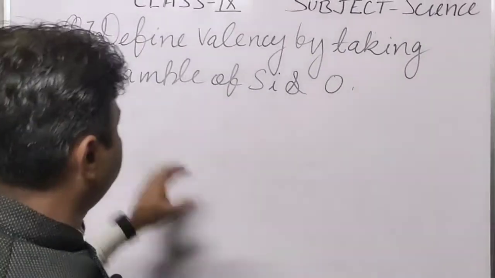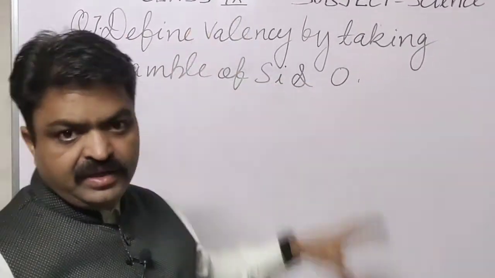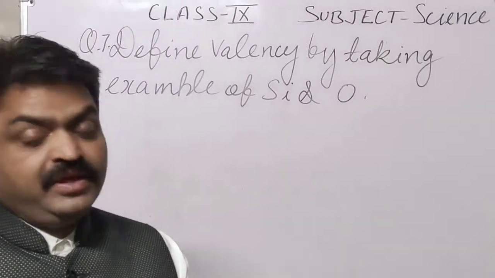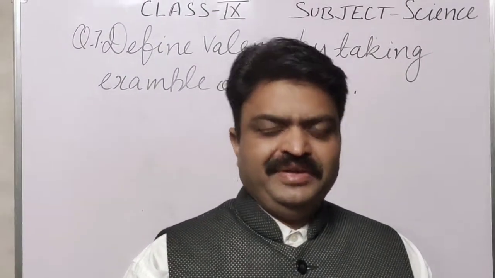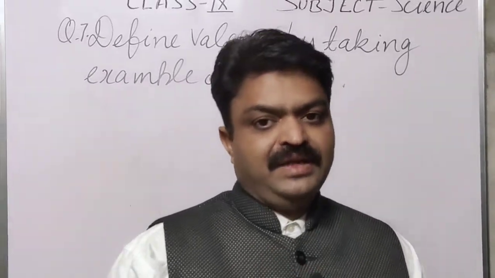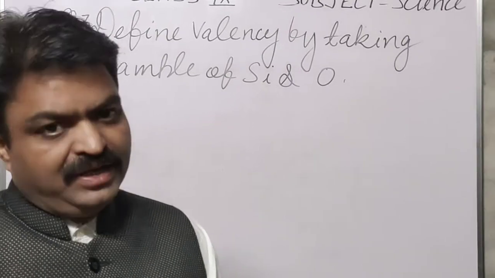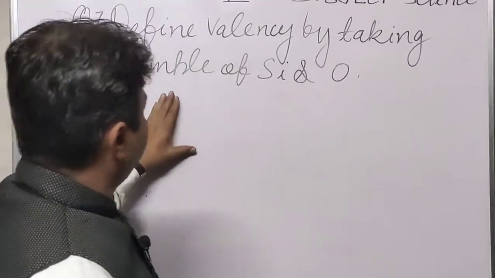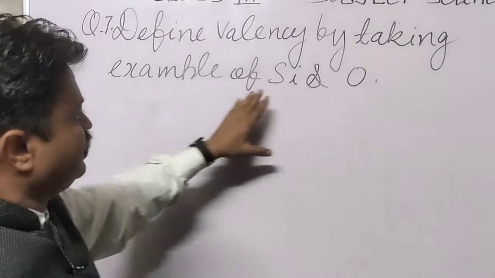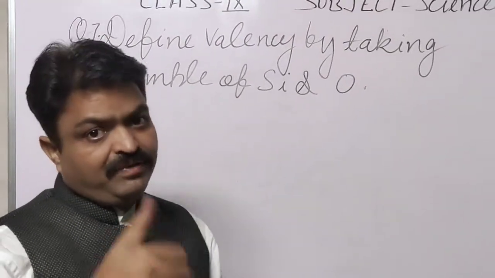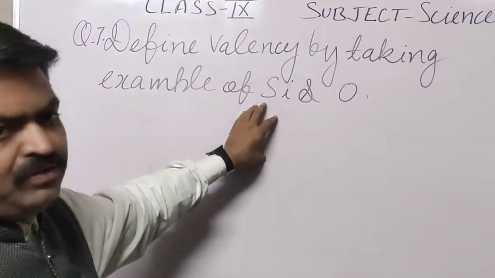Student, question number 7, about valency. I have taught you what valency is. Yes, you are right: the combining capacity of an atom of an element is known as valency, and valency can be determined with the help of valence electrons. In this question there are two examples, silicon and oxygen. We will try to find out the valency of these elements.